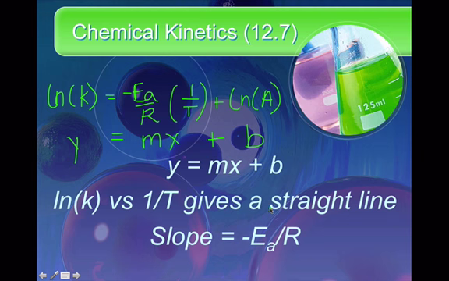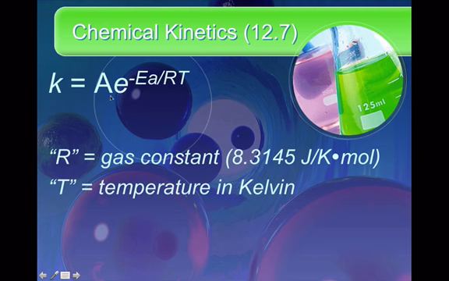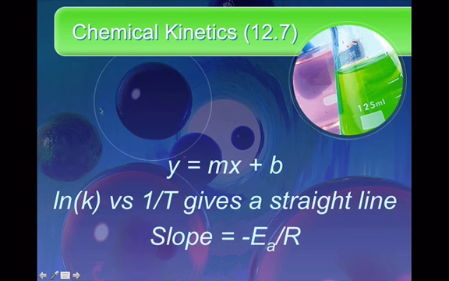You don't see them use this format very often because we don't really deal with A all that much. We use the one I just wrote the most because we like to plot it, find the slope, and then we know that the slope is negative EA over R. So if we know the slope, we plug in our gas constant and we can find the activation energy.